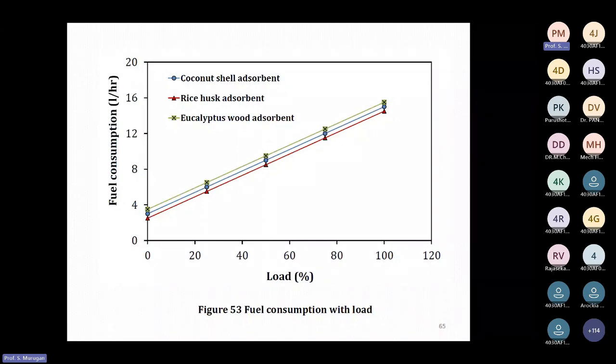So in that case, fuel consumption will increase. That is depicted in this picture, how this fuel consumption trend is when you use this activated carbon in the engine exhaust. You see this plot. It is depicted for fuel consumption at different loads, when you apply these three activated carbons: coconut shell, rice husk, and eucalyptus wood activated carbon. All these three show similar kinds of patterns, but they are very close curves.